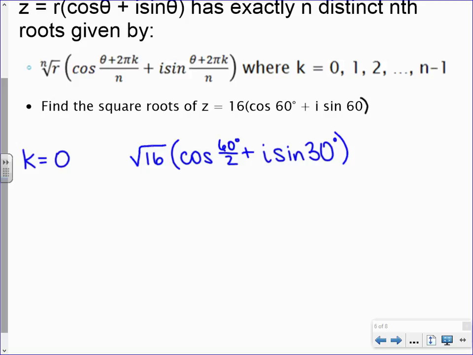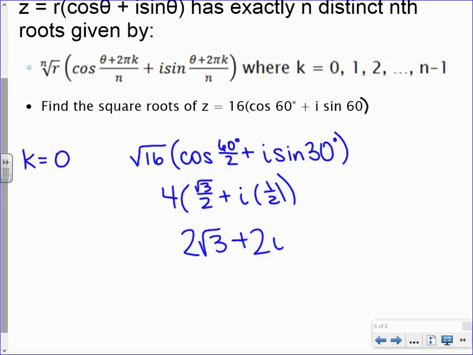So what we have is 4 times the cosine of 30 degrees plus i times the sine of 30 degrees. So 2 radical 3 plus 2i is a square root of our original number. Yes.